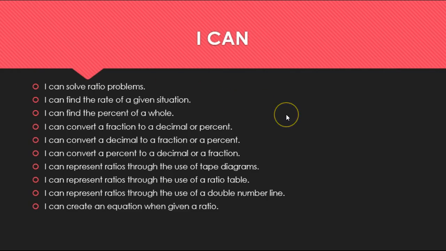Our I can statements again. I can solve ratio problems, I can find the rate of a given situation, I can find the percent of a whole, I can convert a fraction to a decimal or percent, I can convert a decimal to a fraction or a percent, I can convert a percent to a decimal or a fraction, I can represent ratios through the use of tape diagrams, I can represent ratios through the use of a ratio table, I can represent ratios through the use of a double number line, I can create an equation when given a ratio. Now do remember that these I can statements did go with the previous video as well.